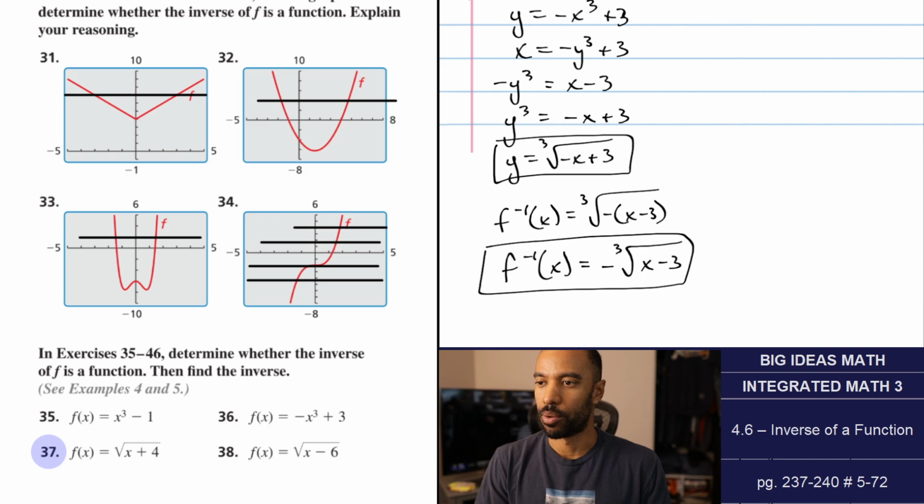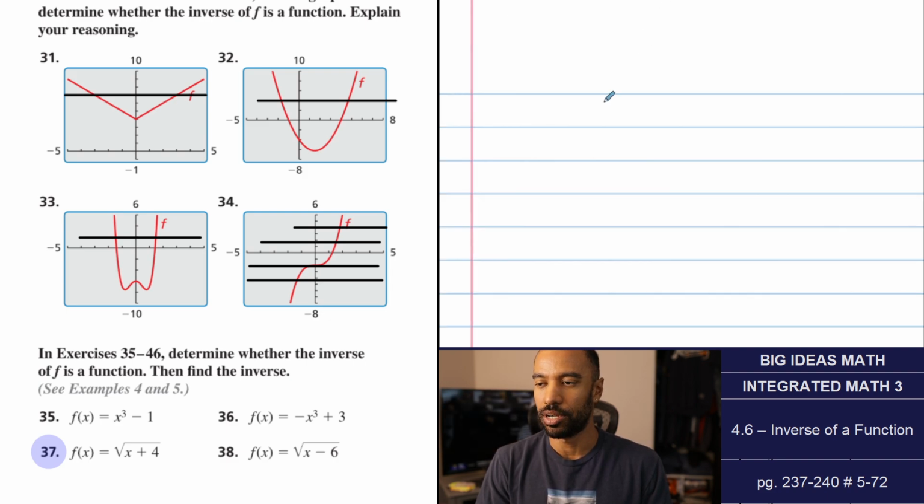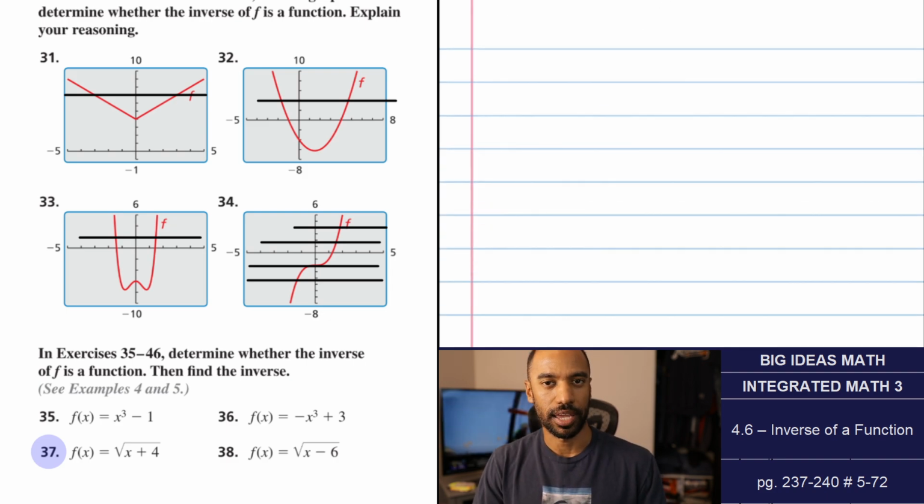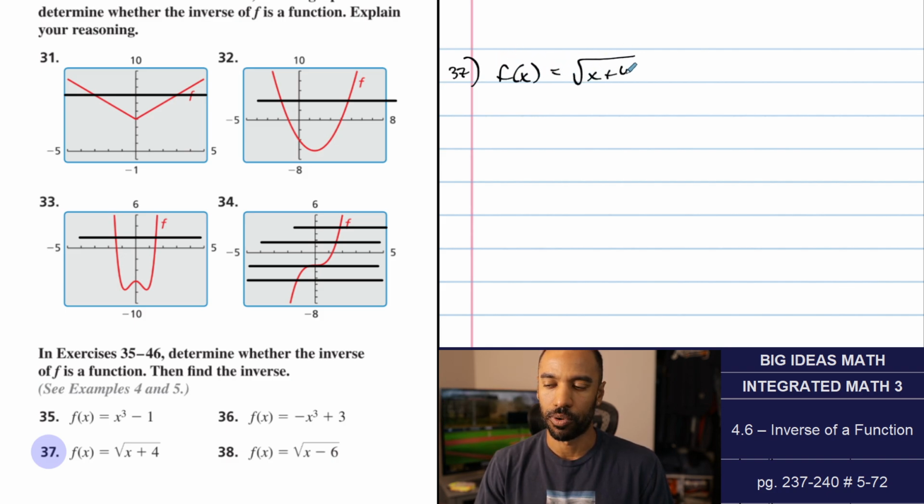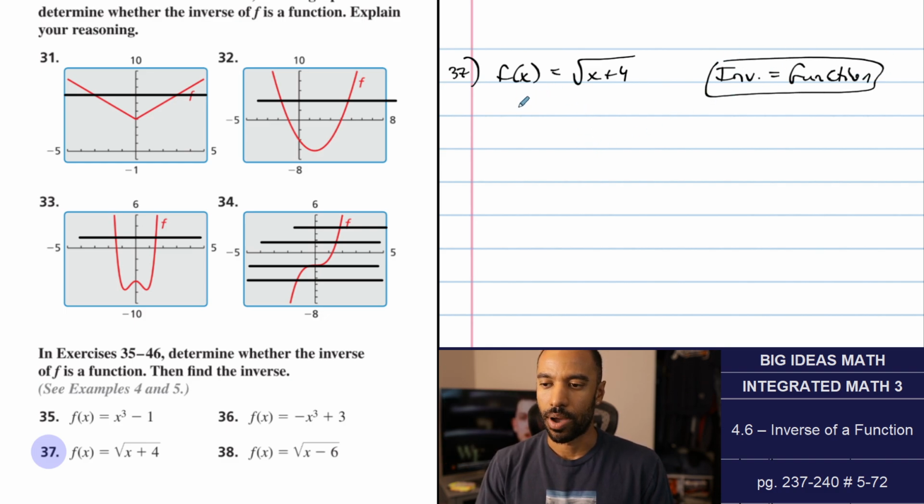Number 37 is a square root function. Given its nature of just being a square root, it's not a full parabola, it's just a half parabola. That means that the other guy will be good as well, being a half parabola and totally being a function. So f of x equals square root of x plus 4. Its inverse is a function. So let's go ahead and continue forward. Y equals square root of x plus 4.